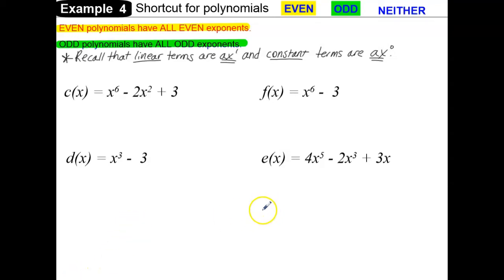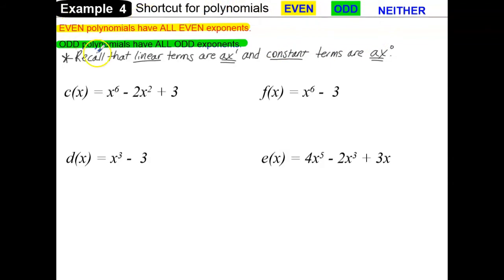Okay, in example 4, we're going to learn a shortcut for polynomials to recognize whether your polynomial is an even, odd, or neither function. Now, this shortcut only works for polynomials. It won't work for absolute values, it won't work for square roots, it won't work for rational functions, just polynomials.